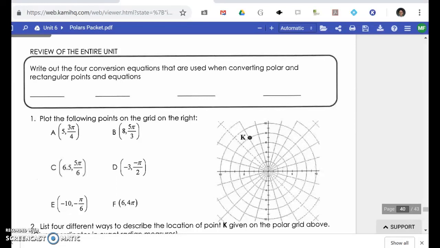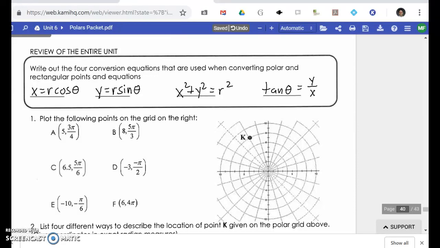All right, I'm going to go through the review guide for the polars test. So we've got 4 conversion equations that you need to know. They are x equals r cosine theta, y equals r sine theta, and we also need to know that x squared plus y squared is equal to r squared, and that tangent of theta is equal to y over x.